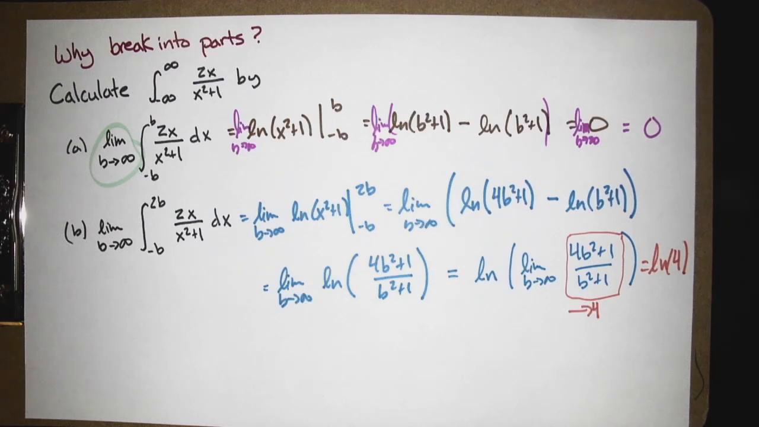So what have we done here? We did the integral from negative infinity to infinity. We did it in 2 different ways. We got 2 different answers. How is that possible? What's going on? It seems to be breaking our rules.